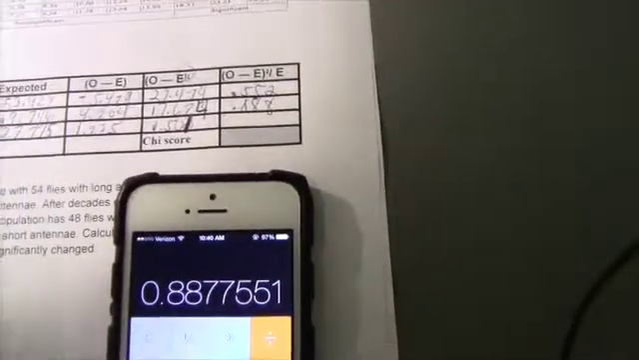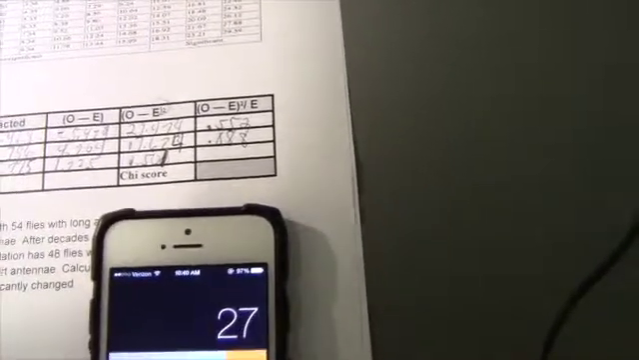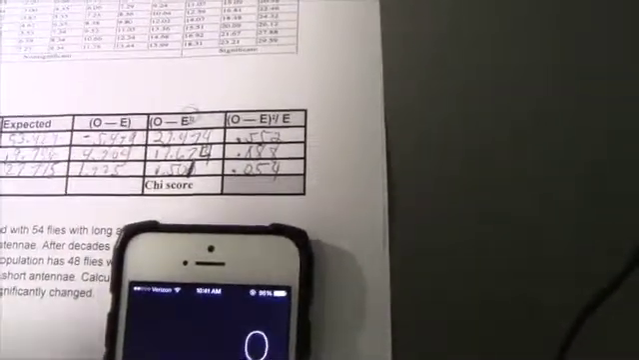What's the next one? 1.501 divided by expected, which was 27.775. So now that is 0.054. Now let's add these numbers up. So we have 0.552, I'm adding these numbers, plus 0.888 plus 0.054. That gives me 1.494 as my chi-square number.